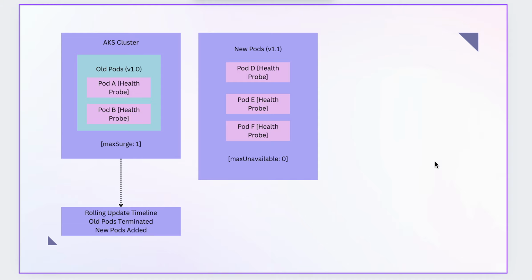On the right, the new pods represent the new version 1.1 with three pods, pod D, pod E, and pod F, also monitored by health probes. The additional pod reflects the max surge 1 setting, allowing one extra pod to be created during the update to maintain capacity.